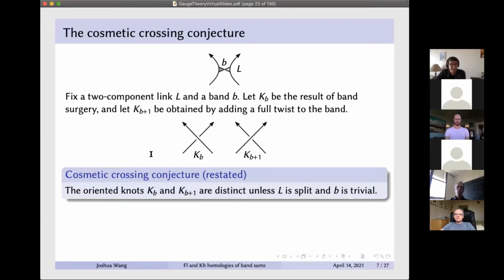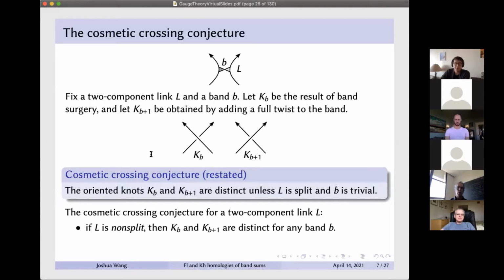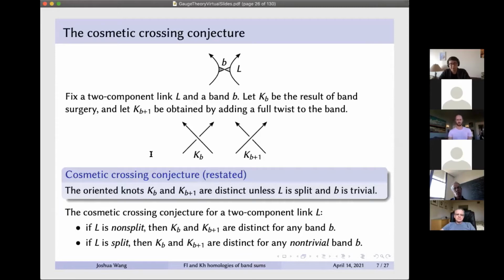And just with this very slight change of notation, the cosmetic crossing conjecture says that KB and KB plus 1 are distinct unless that two-component link we started with was split and the band we started with was trivial. So I can state what it means now for the cosmetic crossing conjecture to be true for a two-component link. What it says for a non-split two-component link is that if you take any band B, then the knots KB and KB plus 1 are distinct. And what it says for a split two-component link is that if you take any non-trivial band B, then the knots KB and KB plus 1 are distinct.